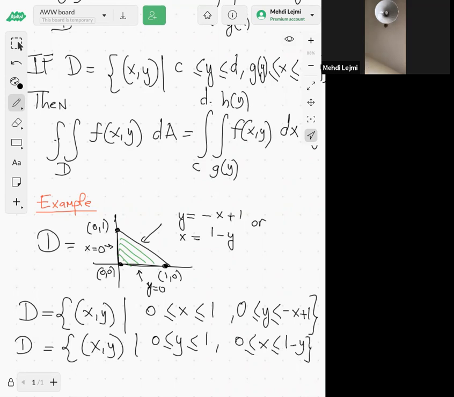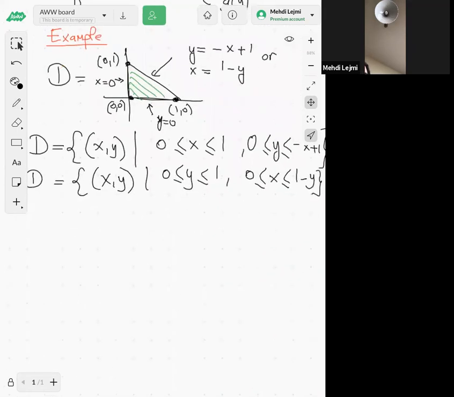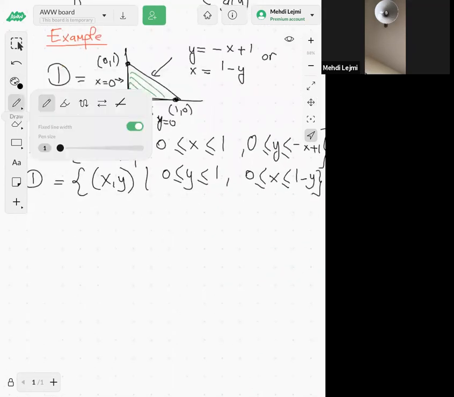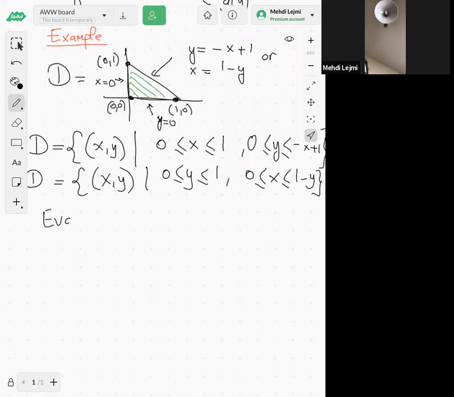Anyway, we have this region D, and in this example we're going to evaluate a double integral. The exercise is to evaluate the double integral of the function x y squared over this region D with respect to the area element. So I want to evaluate this integral in two different ways.